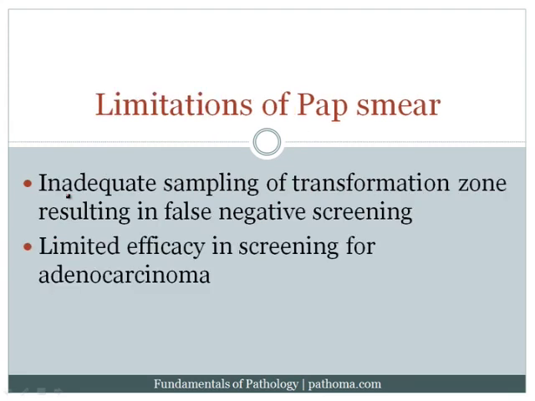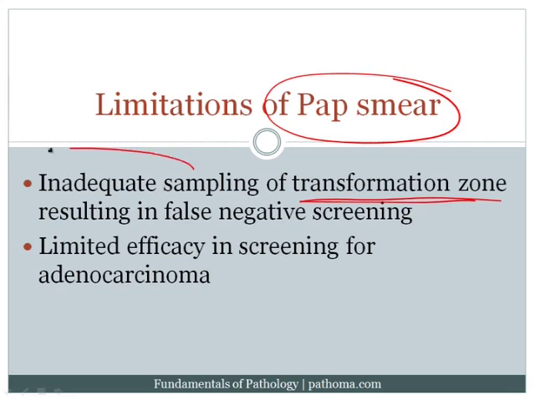There are some limitations to the Pap smear, and examiners like to go after those limitations. First of all, if a Pap smear is performed but it's not done at the transformation zone, then the screening would be inadequate. You would not have actually tested the area that you wanted to test, and so that would result in a false negative test. So that's one limitation of the Pap smear.